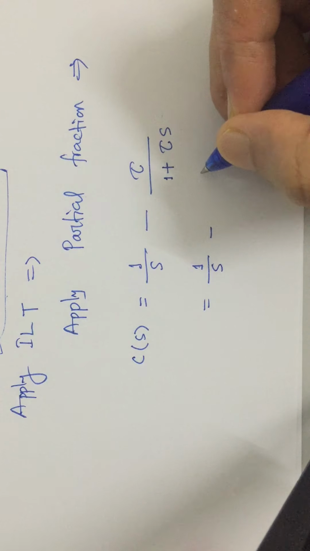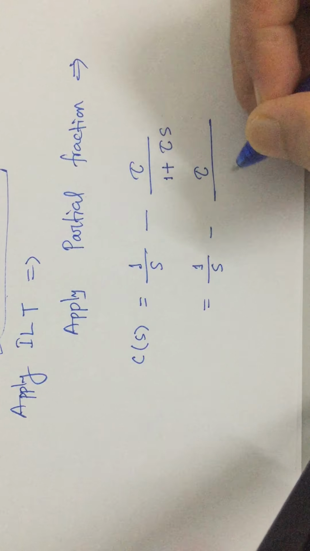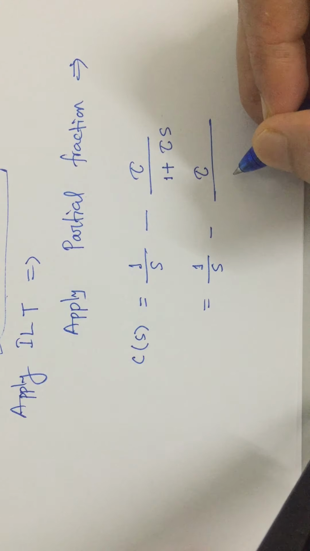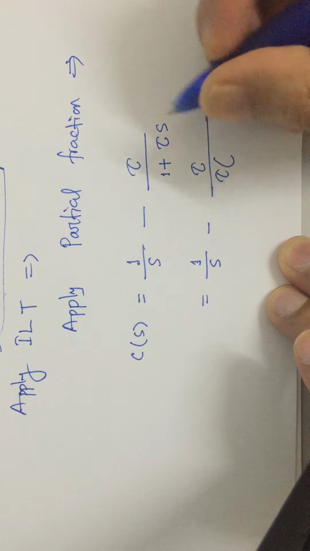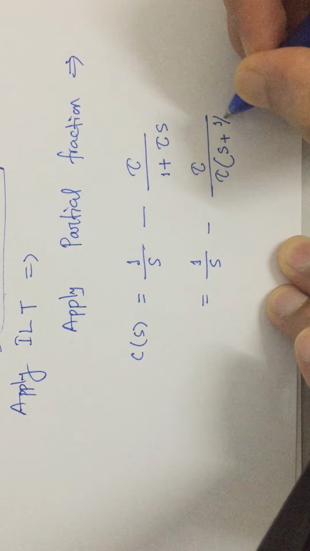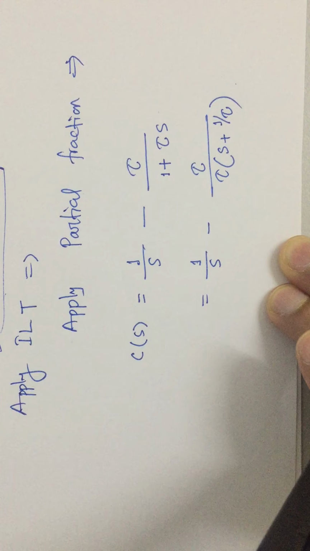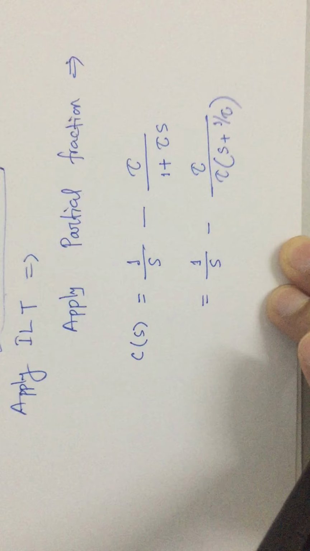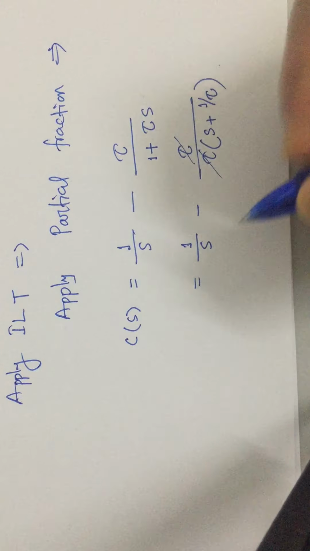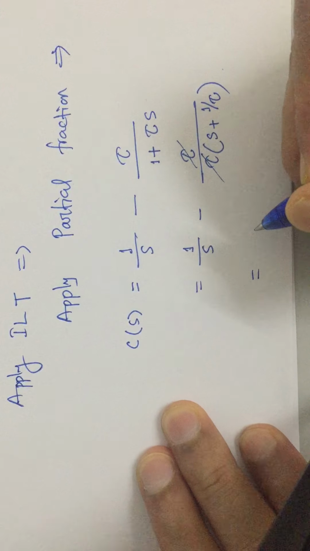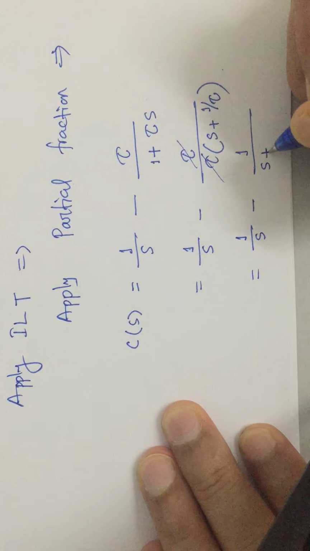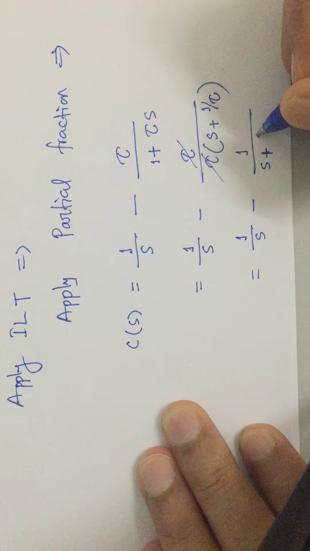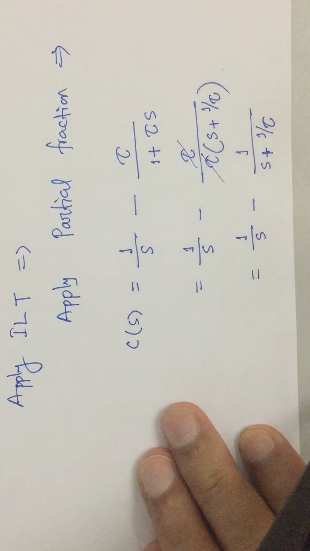If we take tau as a factor, the denominator will be tau times s plus 1 over tau. So this tau cancels. You can see or not? Yes, you can see: 1 over s minus 1 over s plus 1 over tau. This is, I think, simple for you.